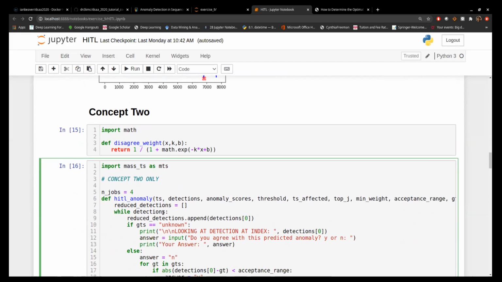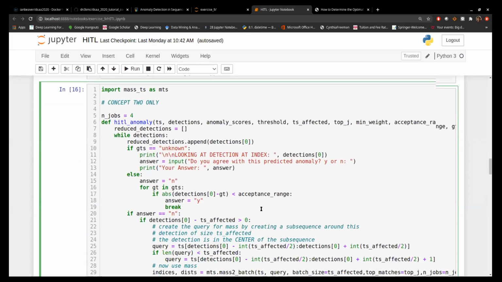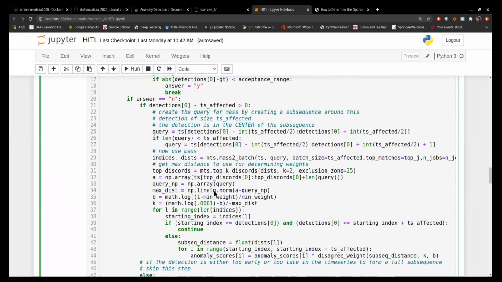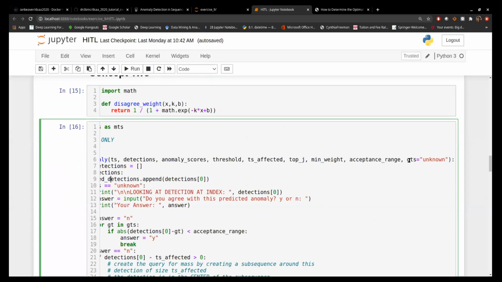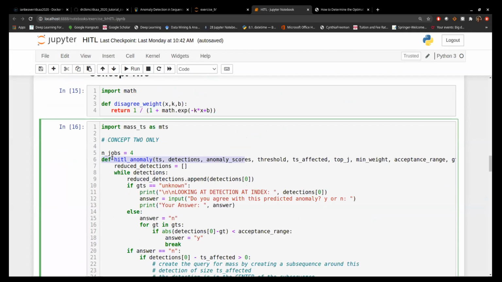The GTs parameter for this function, we go down here, oh, it's long, here, GTs, is set to unknown by default, and this represents the fact that we don't actually typically have a pre-annotated time series. This GT just stands for ground truths. So typically, user input would be required on predicted anomalies. However, fortunately, in this instance, we do know the ground truths, so I will set GTs to be a list containing those two ground truth anomalies when I actually use this function.